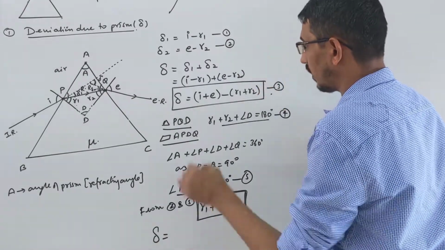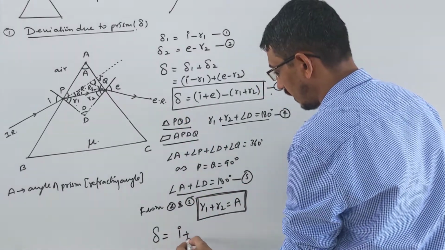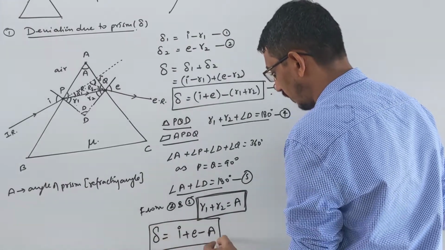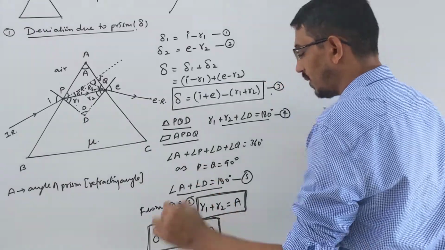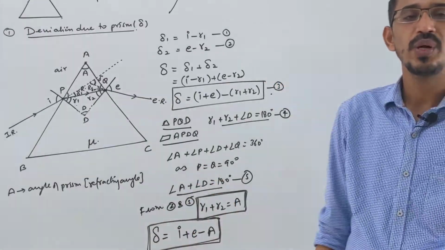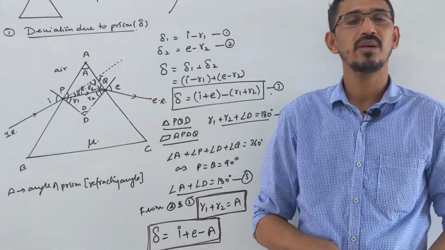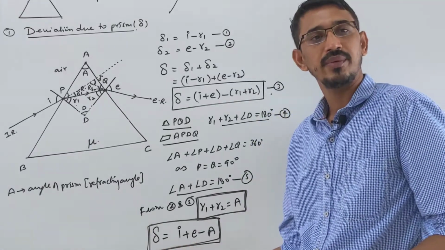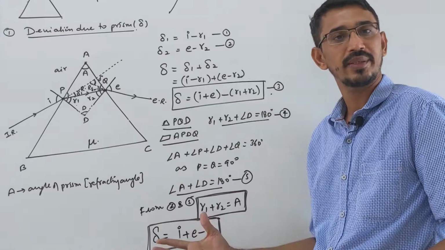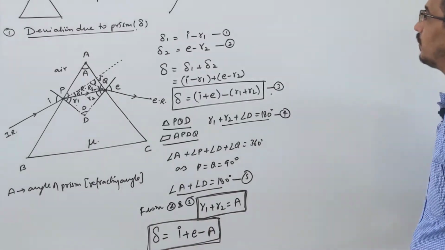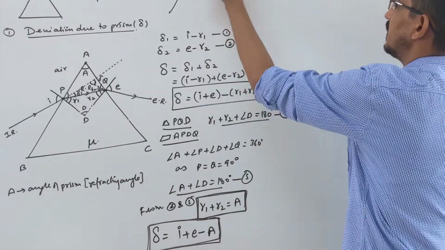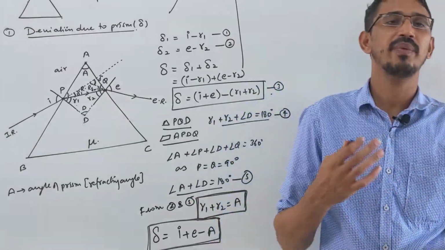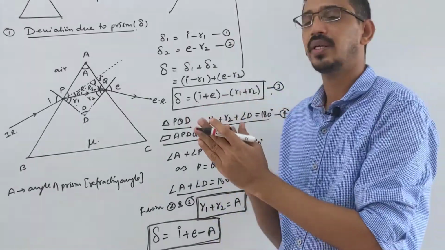Del should be equal to what? I, angle of incidence, plus E, angle of emergence, minus A. This is now one of the main formulas you should remember. General deviation formula: you need the angle of incidence, the angle of emergence, and the angle of the prism. That will give you the deviation. Okay, first main thing. Now we apply some conditions here. We want to know when the deviation will be minimum, when deviation will be maximum, and if this prism is thin, then what will happen.